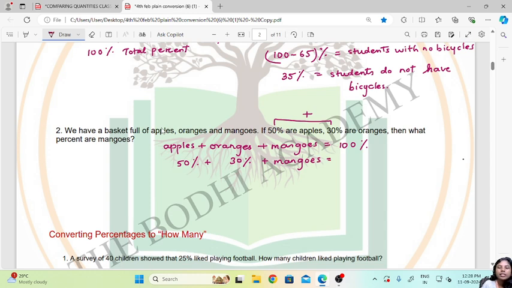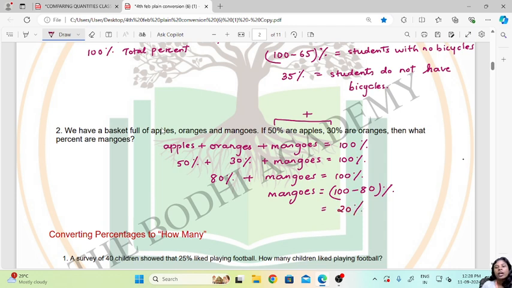Again we have 100% here. Now these two we can add, so 50, 60, 70, 80. So 80% plus mangoes equals 100%. Now we have to find how many mangoes are present. So mangoes will be equal to 100 minus 80, so 20%. 20% of them are mangoes.